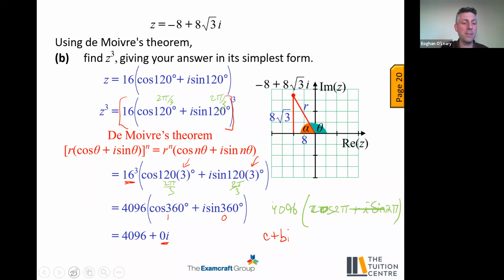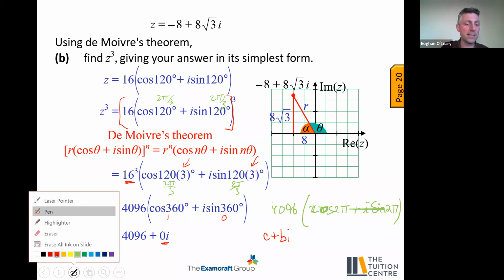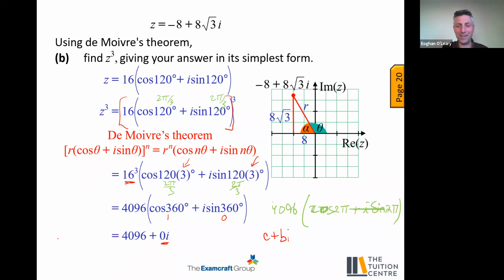But of course, for the same reason, it brings you back to the exact same point on the Argand diagram. So 2 pi is a full rotation. So the cos of 0 will be 1, and the cos of 2 pi would be 1, and the sin of 2 pi would be 0. So again, multiplying in, you're going to get 4096 plus 0i for 10 marks. So that's the simplification, and that's your answer.